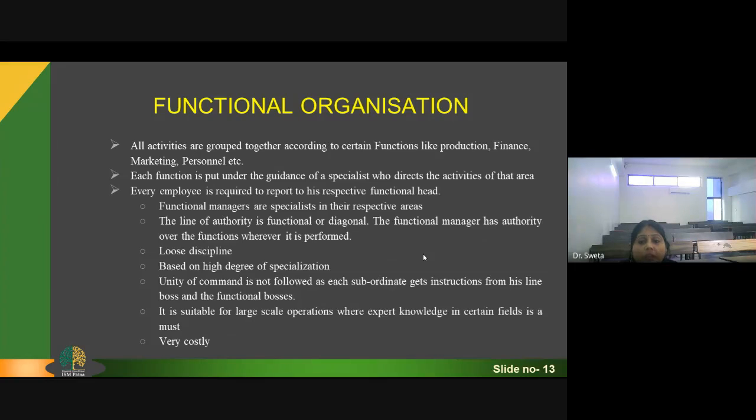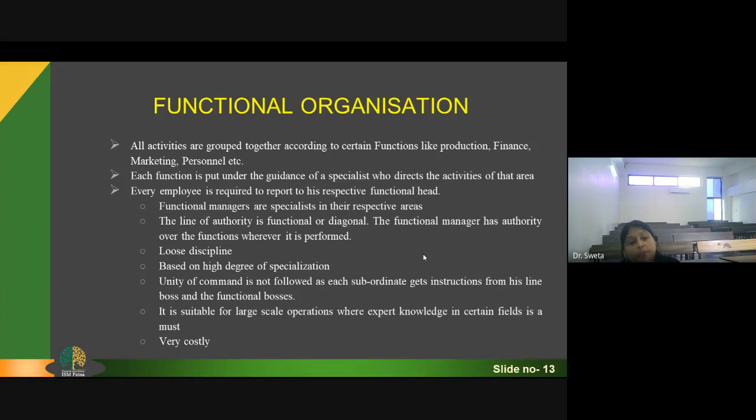Next is the functional organization, and in this form of organization, all activities are grouped together according to certain functions like production, finance, marketing, personnel, etc. Each function is put under the guidance of a specialist who directs the activities of that area. And every employee is required to report to his respective functional head.